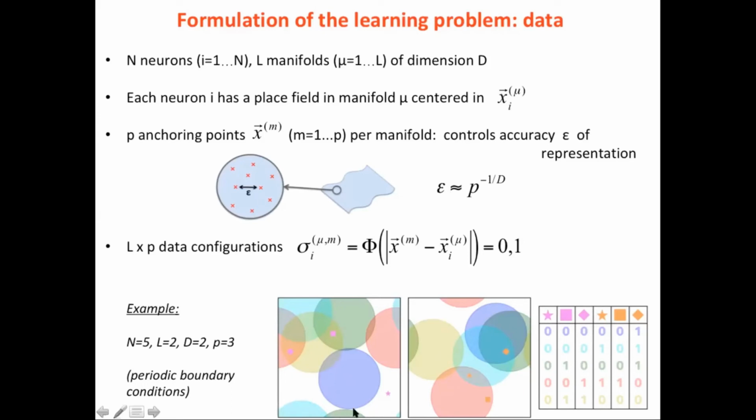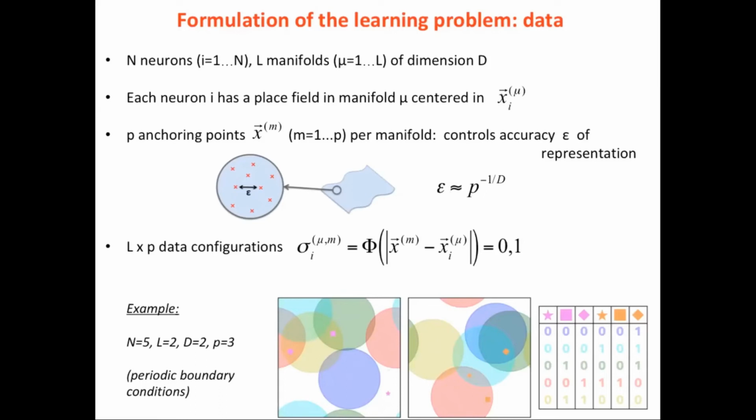So each blob here, each disk here corresponds to the place field of each neuron. For instance, this blue neuron here has some place field centered here in environment 1 and here in environment 2. The red one, since we have the periodic boundary condition, has some place field centered here in environment 1 and here in environment 2.